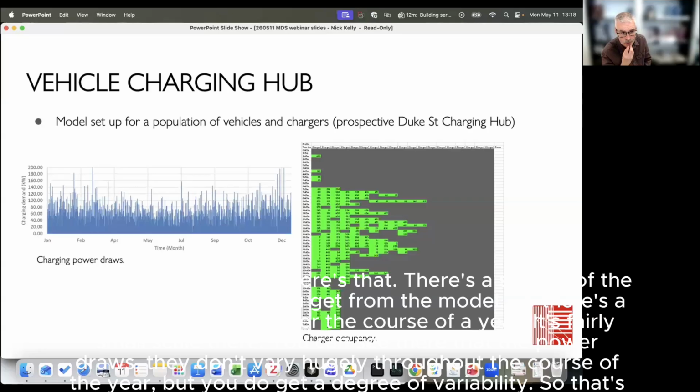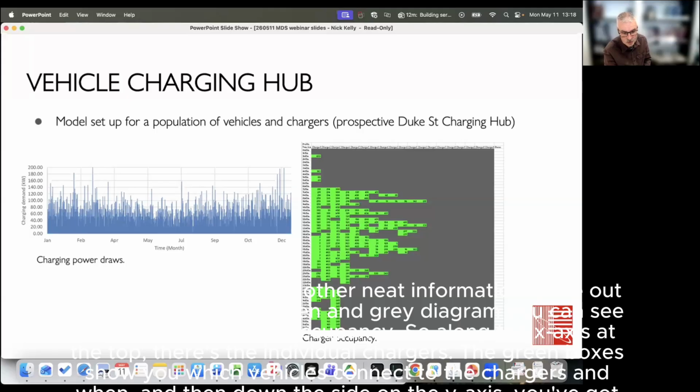Okay, there's a sample of the type of output that you get from the model. There's a set of power draws over the course of a year. It's fairly small scale there. You can see that the power draws don't vary hugely throughout the course of the year, but you do get a degree of variability. That's dependent purely on the probability of when vehicles charge.